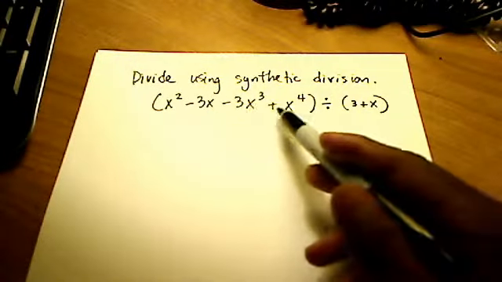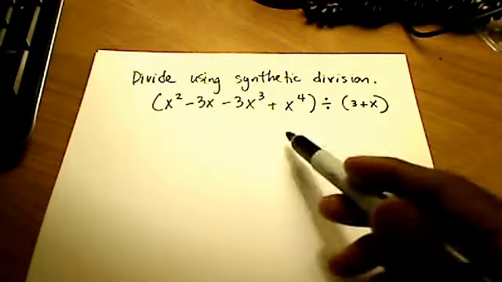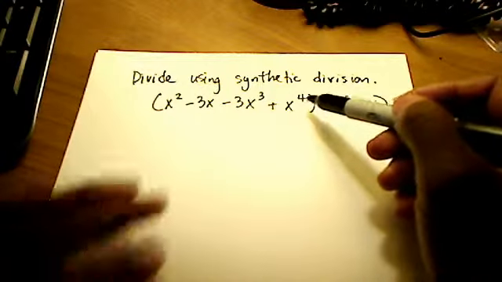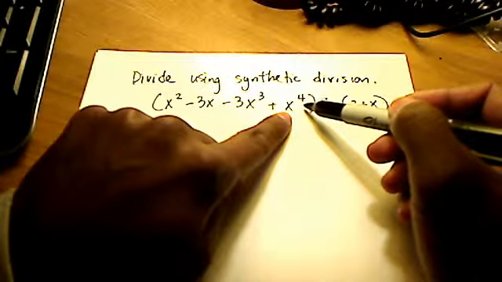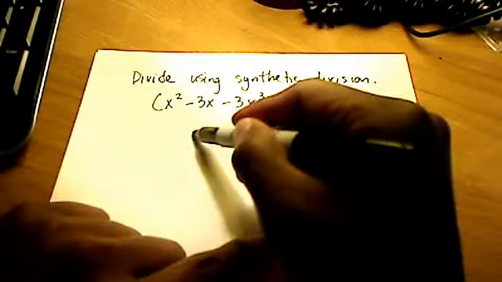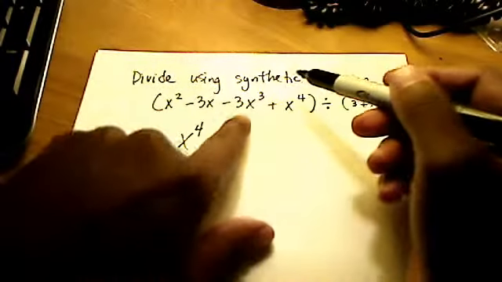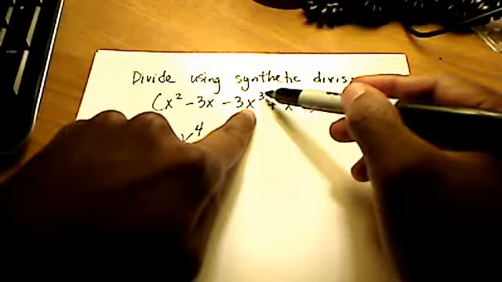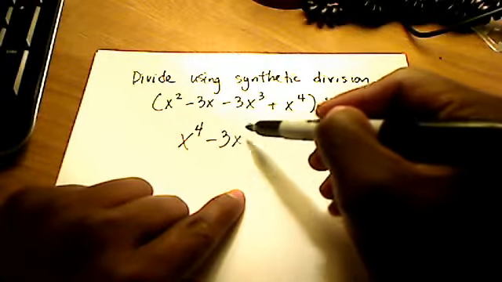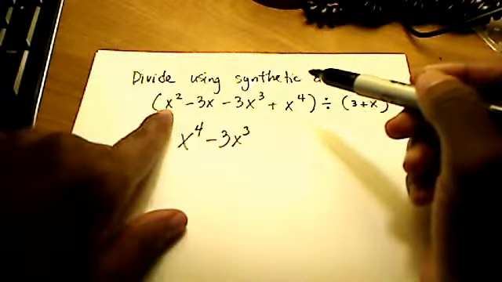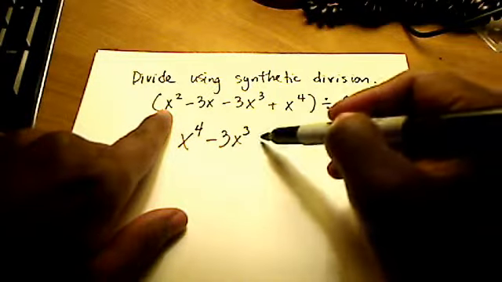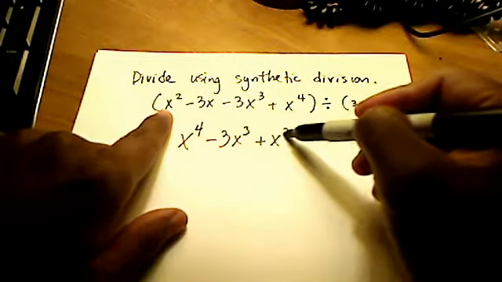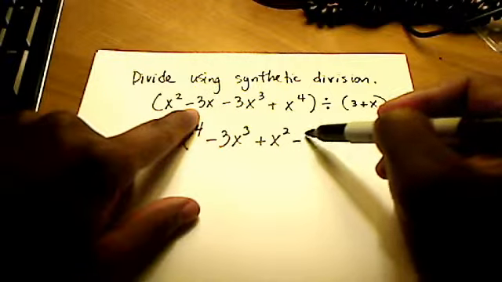I want you to notice that we're going to divide all of this by 3 plus x, and there are some things that are out of order here. Do you see that this term right here, x to the fourth, has the largest exponent? That should actually go first, followed by x to the third. It's got a negative 3x to the third as the next largest exponent, so I'm going to write that one next. And then my x squared term comes next. That's just a positive x squared, followed by this negative 3x.